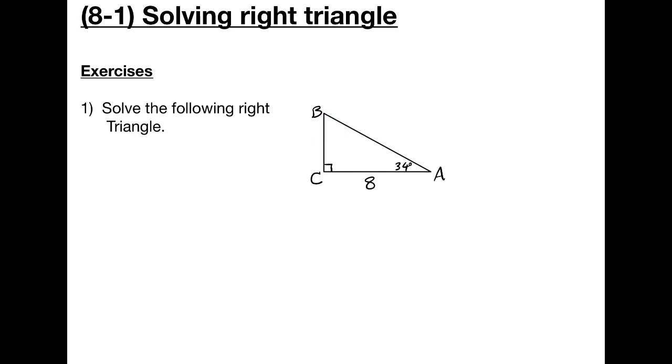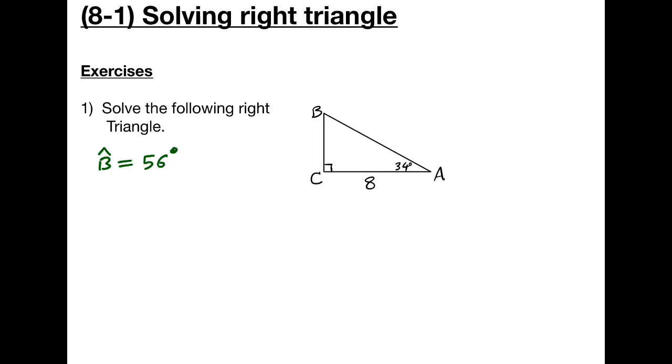So to find angle B, all we have to do is to remember that if you add the angles in a triangle, the answer must be 180, right? So this one is 90, so the sum of A and B must be 90. Okay, so if A is 34, so B must be 56. So angle B equals 56 degrees. Okay, that was easy.